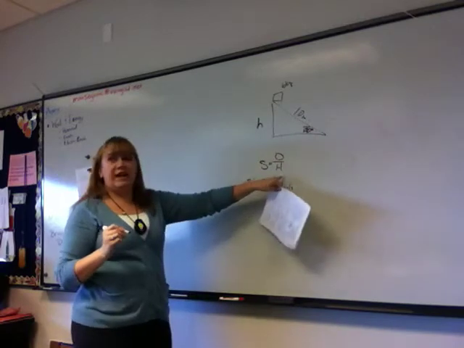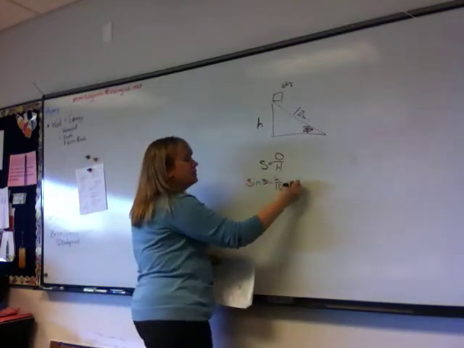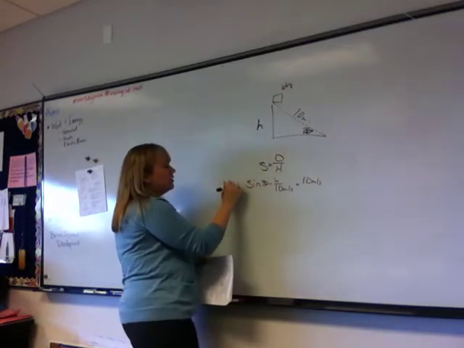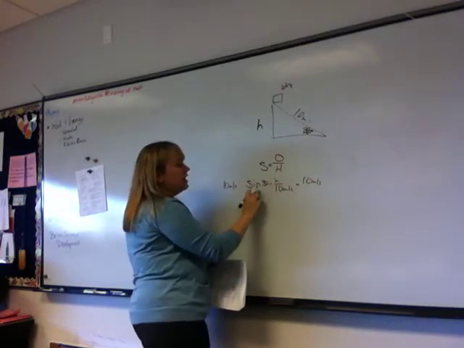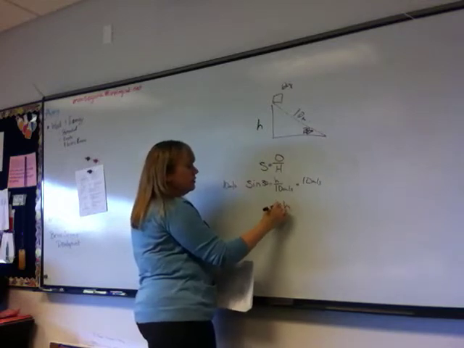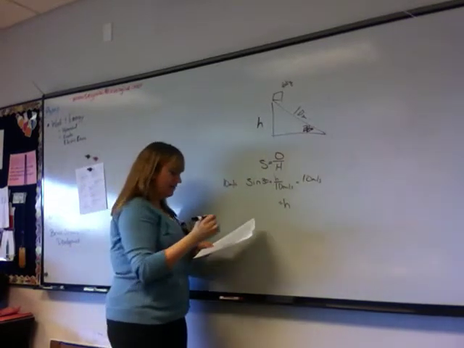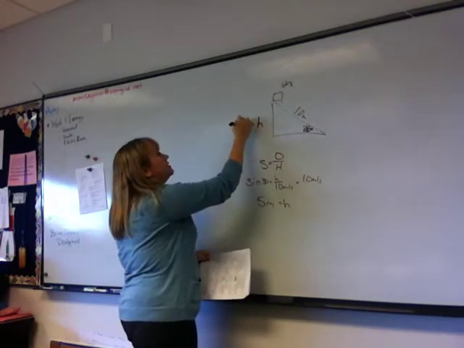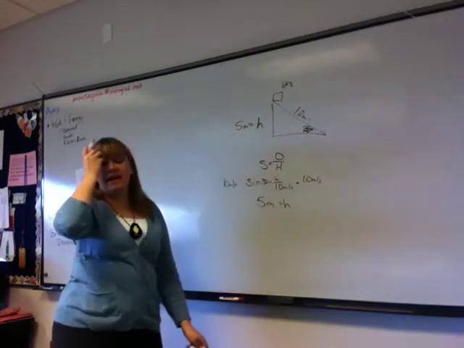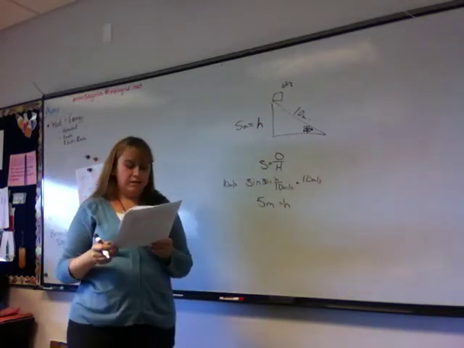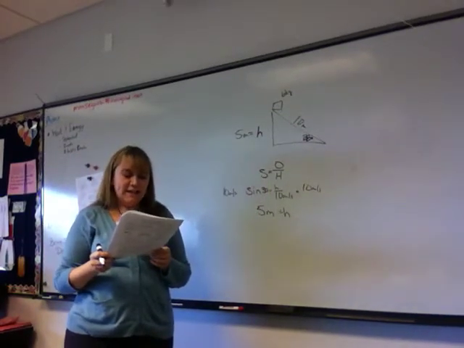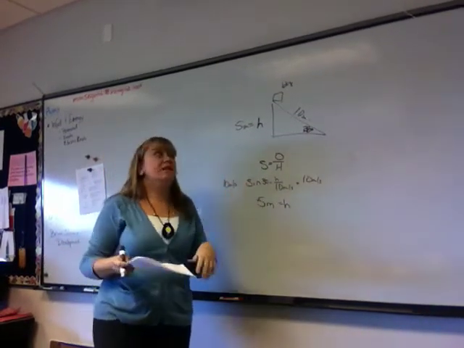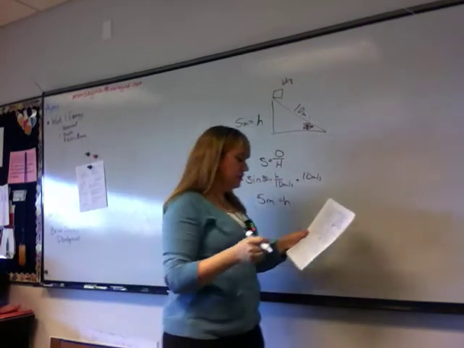So if we want to solve it for H, multiply both sides by 10 meters. And so 10 times sine 30, what do we get? 5. So my hypotenuse is, I'm sorry, not my hypotenuse, my height is 5 meters. Whew. All right, too many H's. All right, calculate the energy at the top. So what kind of energy is at the top? Potential. So what's the formula for potential?